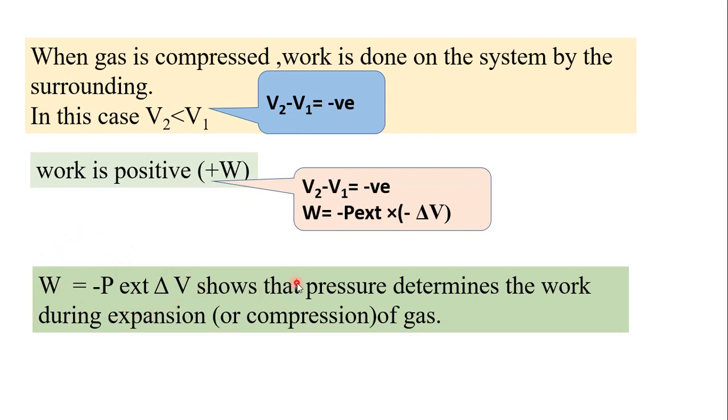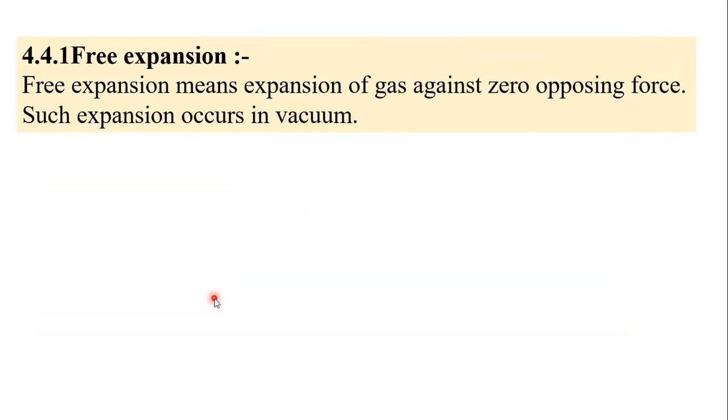And this shows that the pressure determines the work during expansion or compression of a gas. When the pressure is 0, then work done is equal to 0. Such a case takes place in free expansion. Free expansion means expansion of a gas against zero opposing force, and such an expansion takes place in vacuum, where there is no air. So W is equal to minus P external into delta V.